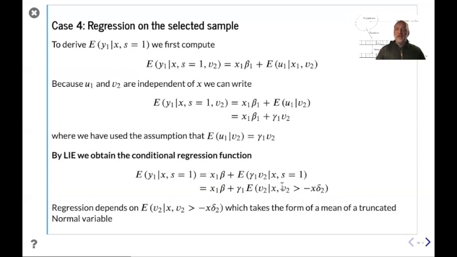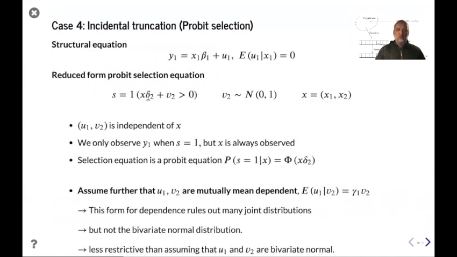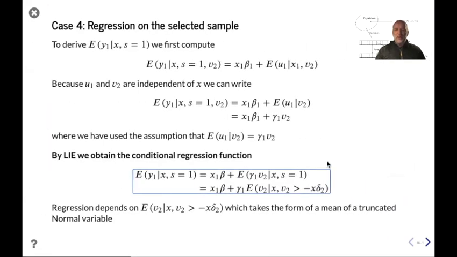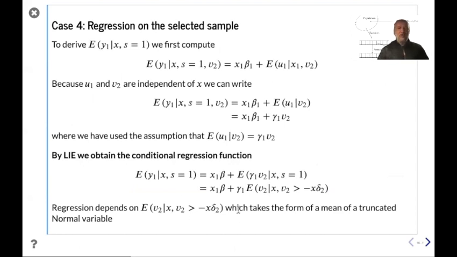But this is just a selection rule, right? So S is equal to 1 whenever v2 is greater than negative x2 delta, which is coming directly from this equation here. You just subtract that on the other side. So what does that mean? Well, what we have here is that this regression function, for what we could work with, needs us to condition in our sample on both X and the selection.